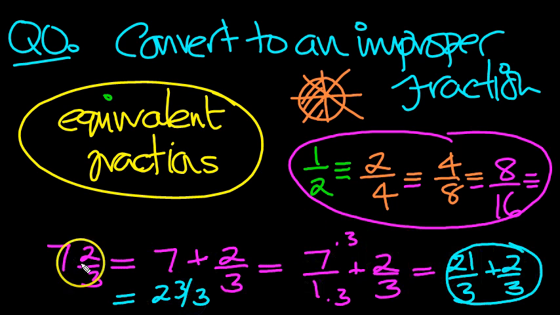I know I've dragged it out here, but I just wanted to mention that principle of equivalent fractions, how we use them in simplifying these numbers like this and writing them as improper fractions like this.